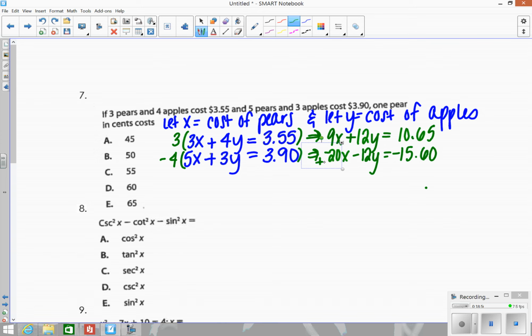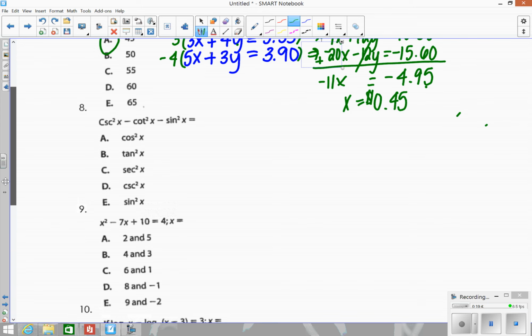So then what happens is you're going to add these up. So when you do that, you're going to get negative 11x. The y's are going to cancel. And then you're going to get negative 495 here. Divide both sides by negative 11. So when you do that, you'll get 0.45, which is telling us that pears are going to cost $0.45. So 45 cents is the cost for pears. So choice A.